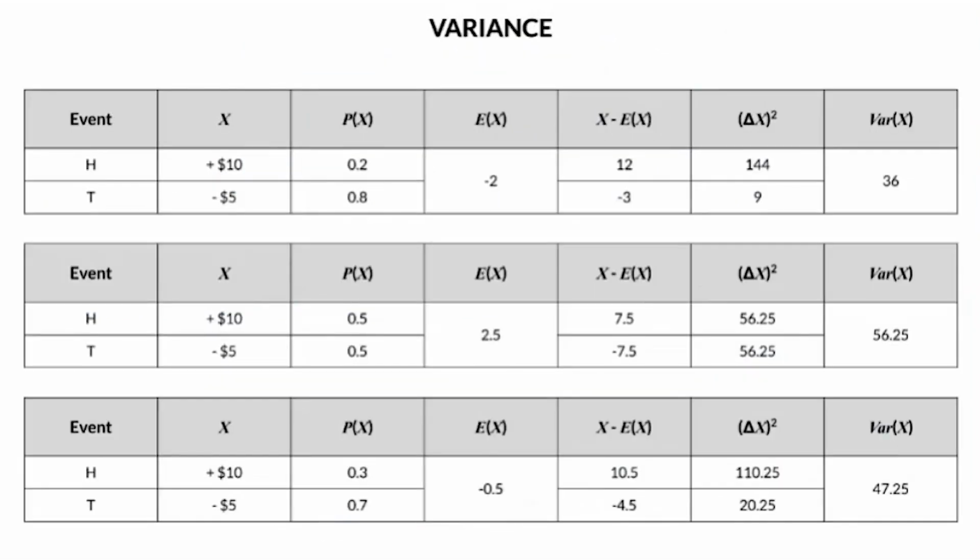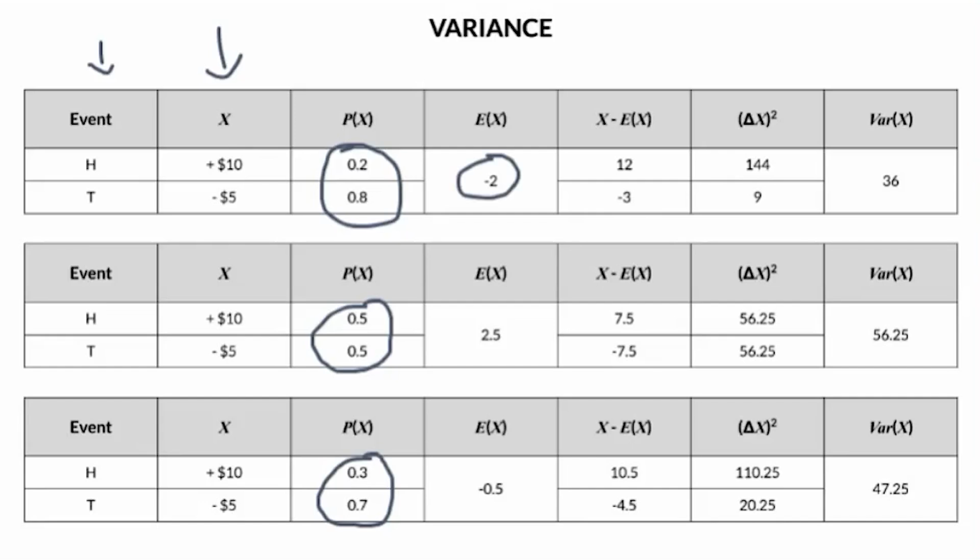And let's look at the comparison, right? So if you see here, what I have done is I have only changed this. This is the default case. This is new, 0.5, 0.5, and this is another case, 0.3, 0.7. Everything else is the same. The event and the winning losing value, all of that is the same. In the first case, we know the mean or the expected value is -2. We know variance is 36.